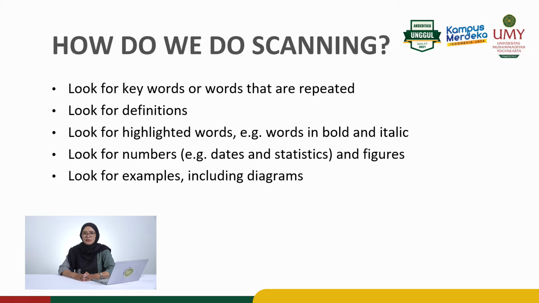Now I will share how to do scanning. There are some strategies to do this, as there are some clues. Scanning is usually related to specific information. First, we can look for keywords or words that are repeated in the text. Then we can also look for definitions. Besides, we may pay attention to highlighted words, such as words that are in bold or italic. And we can also look for numbers such as dates and statistics and figures. Then we can also look for examples, including diagrams. These are the clues for specific information.